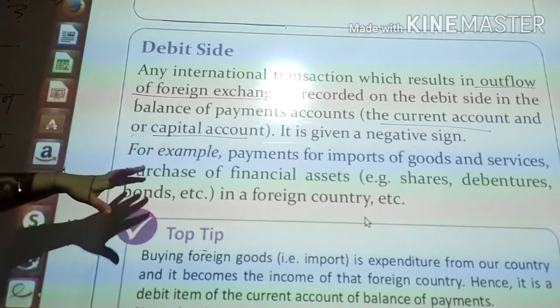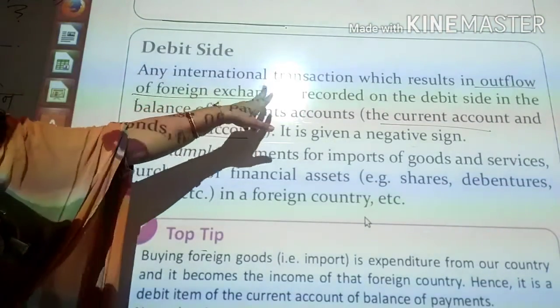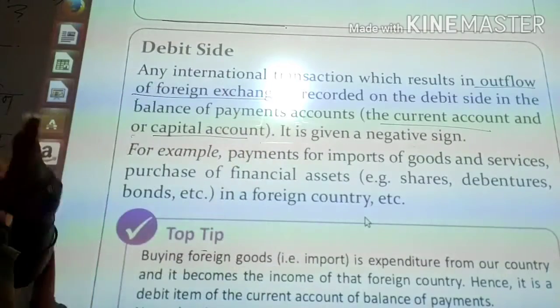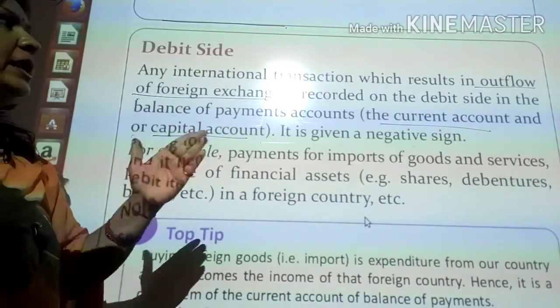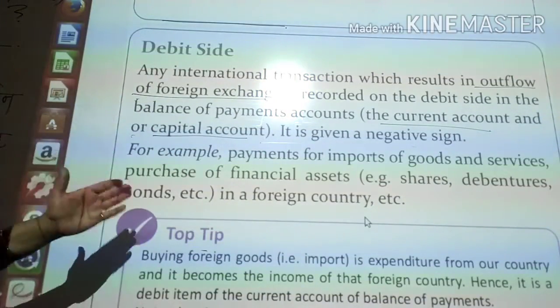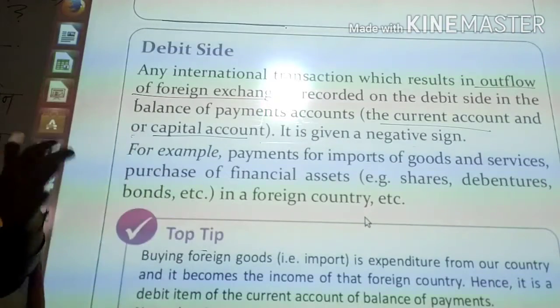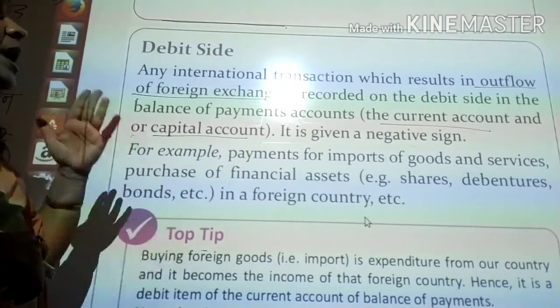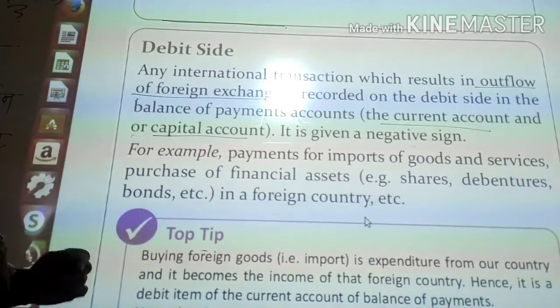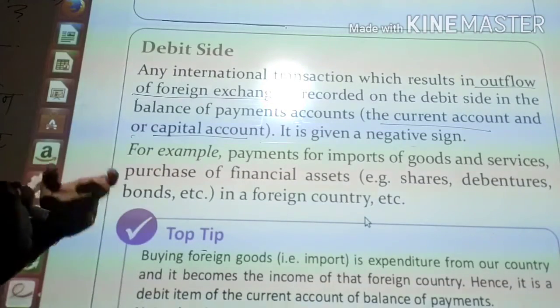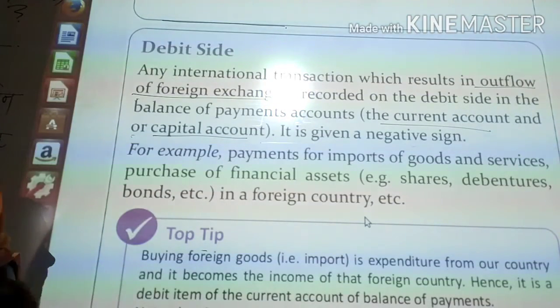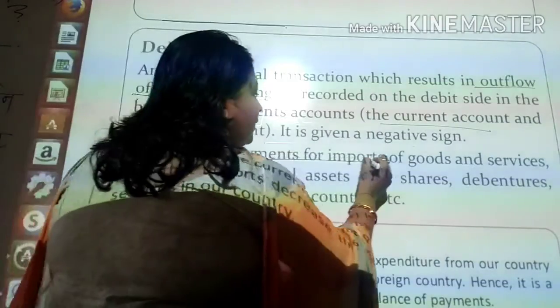ठीक है? Again we are repeating, any international transactions which results in outflow of foreign exchange is recorded on the debit side in the balance of payment accounts. The current account and the capital account, it is given a negative sign. Now for example, payments for import of goods. देखो आया ना, payments for import of goods.